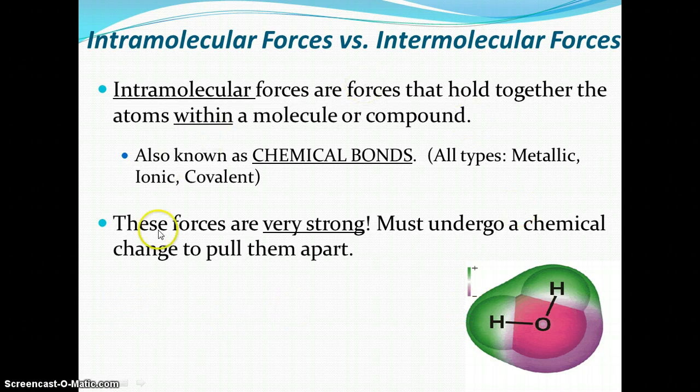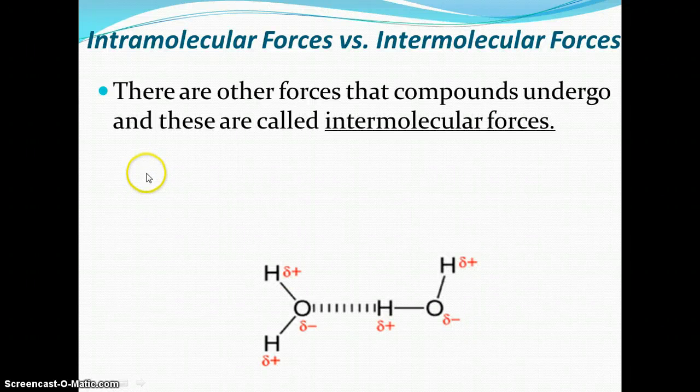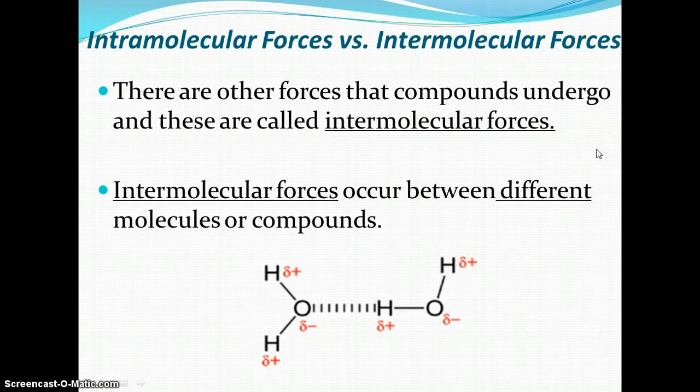And we should have written down this slide onto our notes. Now we're going to talk about intermolecular forces, and these are going to be the primary thing that we're going to talk about today. Intermolecular forces are other forces that compounds undergo or have. The difference here, if we look at this picture, there are two waters here that have forces that are happening between the two different water molecules. These are intermolecular forces. Intermolecular forces occur between different molecules or compounds.